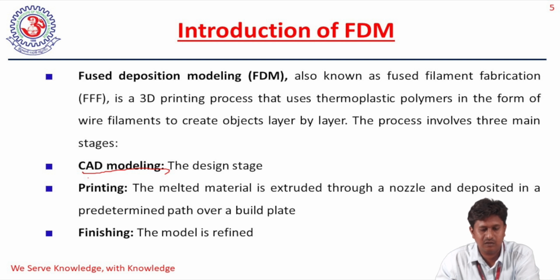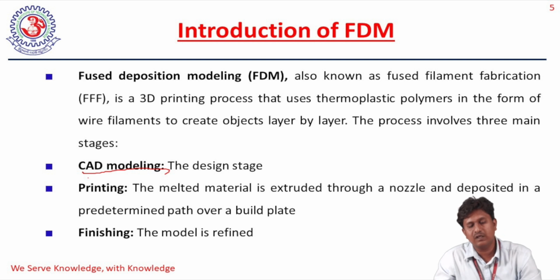It is a 3D printing process that uses thermoplastic polymers in the form of wire filaments to create objects layer by layer. The process involves three main stages. In FDM, this process involves three main stages. One is CAD modeling, another one is printing, and the final one is finishing.